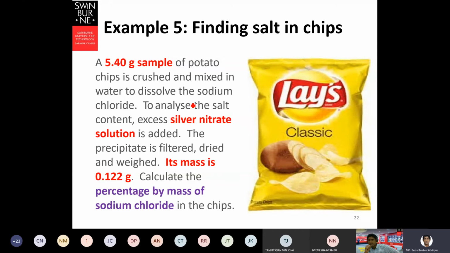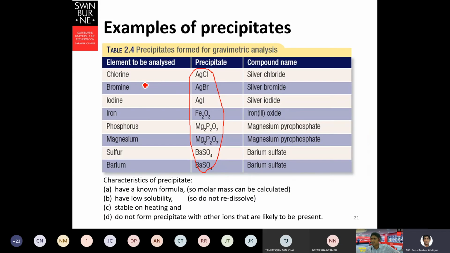So what we'll do is, since the salt is sodium chloride, silver nitrate solution was used to produce silver chloride. You see the silver chloride here, it is a precipitate, and it does not get dissolved, and it is solid. And we know the formula of it, we know the molecular weight of it.